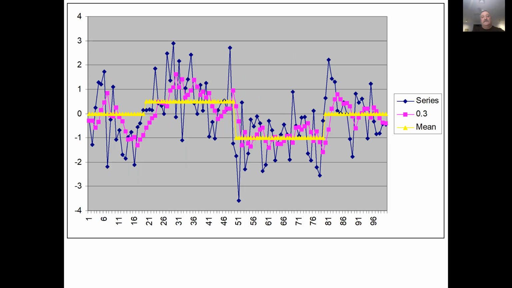So here is, I guess, I don't know if this is the same example or not, but I generated this example where the true underlying mean is yellow. So it's a stable series that changes its mean every so often. And we can see that the exponential smoothing is tracking that fairly well.